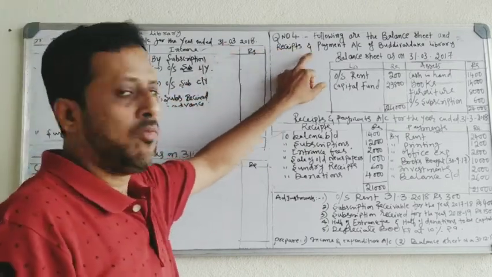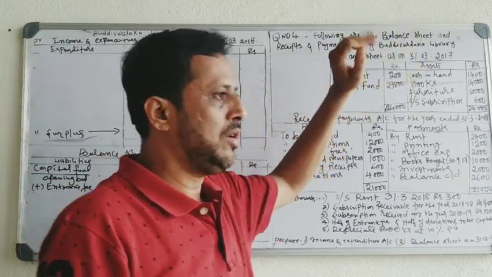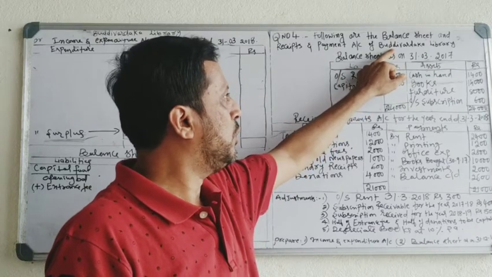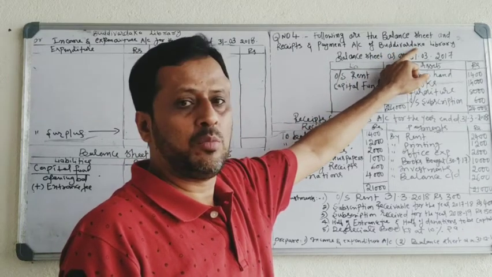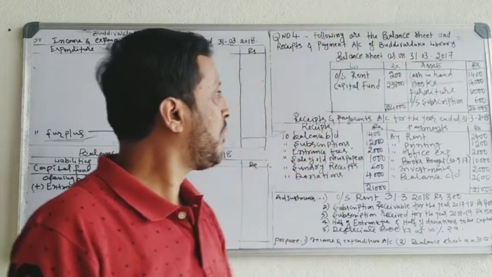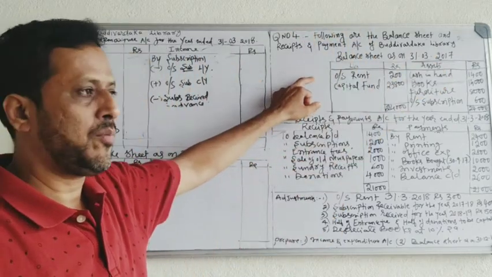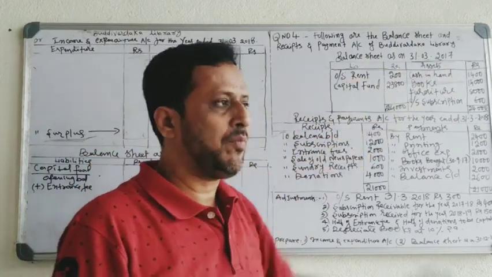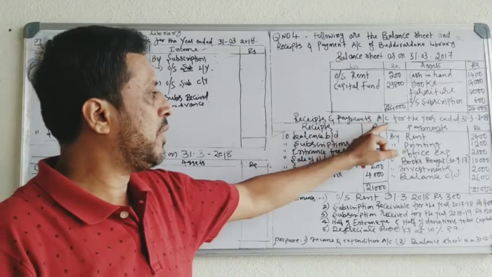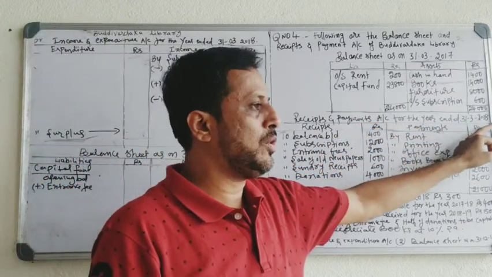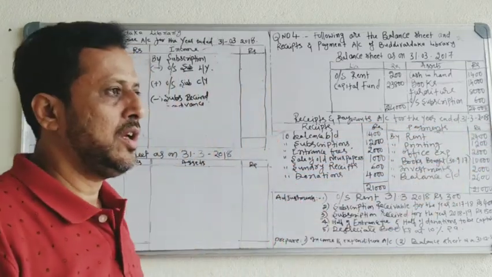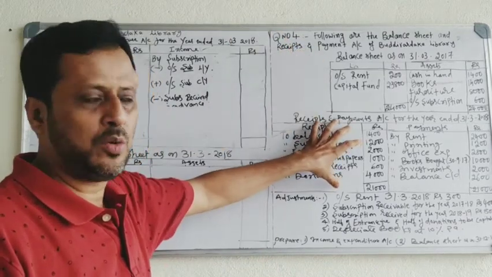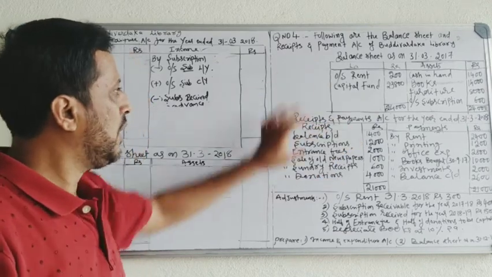See the problem. Following are the balance sheet and receipts and payments account of Buddhivardhaka Library. The balance sheet is given on 31/3/2017. The receipts and payments account is given on 31/3/2018. Here, the previous year is 2017. The current year is 2018.